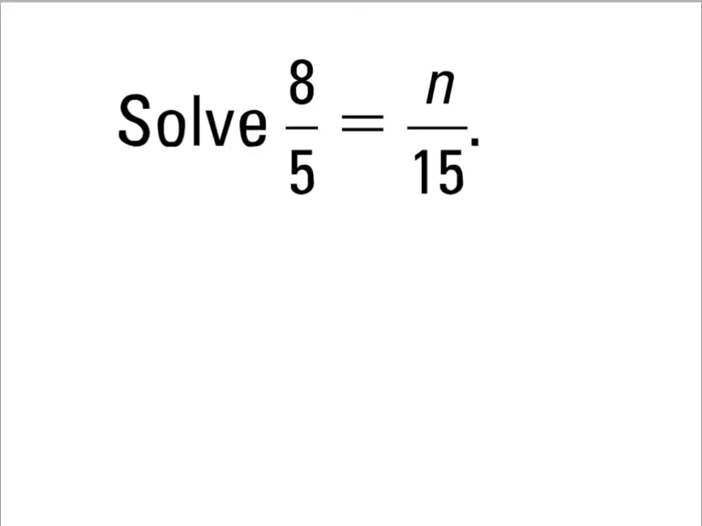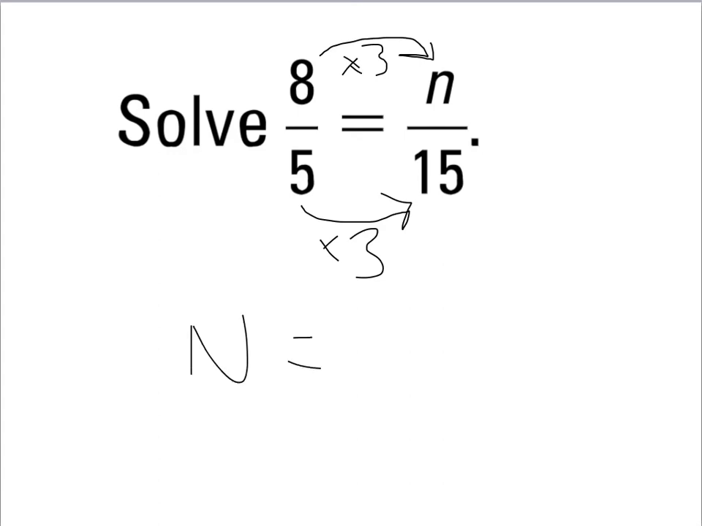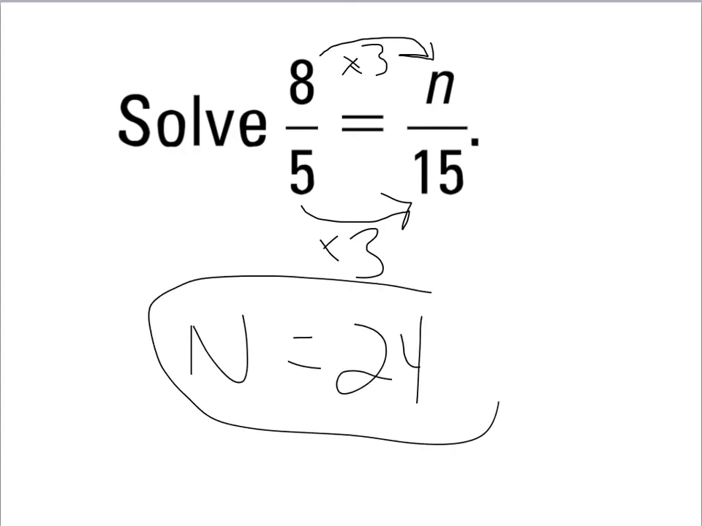One more example problem for you here real quick on another solving of a proportion. 5 times 3 gets me 15. 8 times 3 would get me n equaling 24. Alright, you should have a decent idea on how to solve a proportion like this at this point.